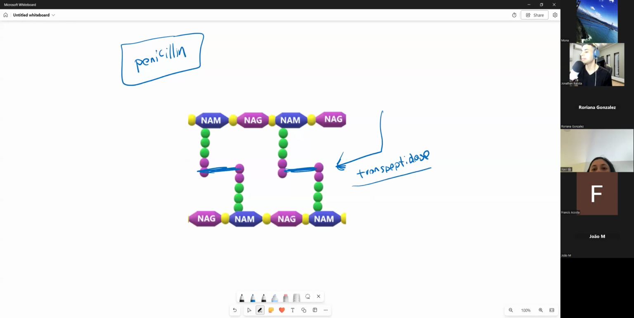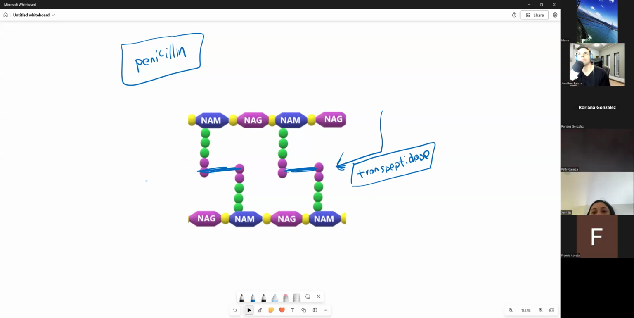Transpeptidase is the active version of PBP. So in a complete sentence, penicillin inhibits cell wall synthesis by blocking peptidoglycan cross-linking, by inhibiting transpeptidase. That's the complete sentence there, right? And of course, transpeptidase is a PBP, penicillin binding protein. That makes sense. Now, there's another mechanism as well that we need to know.